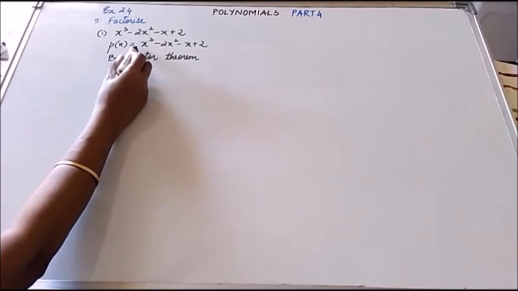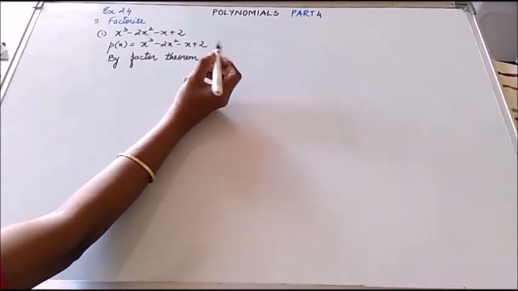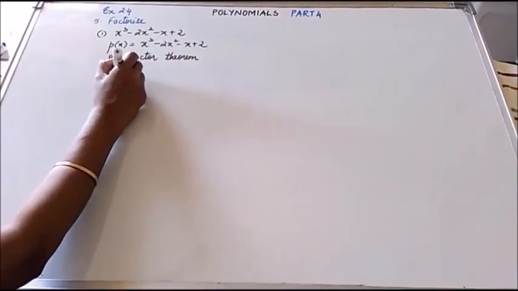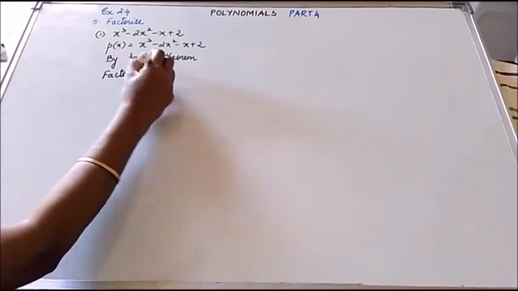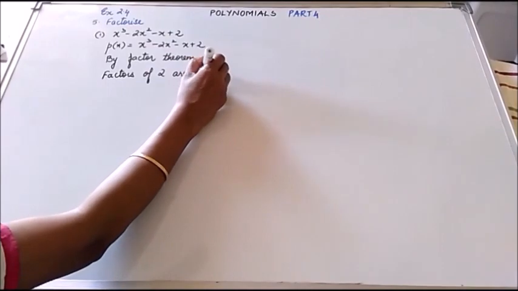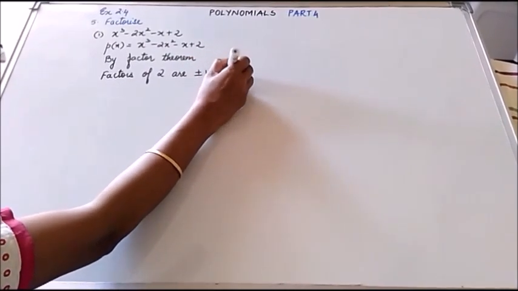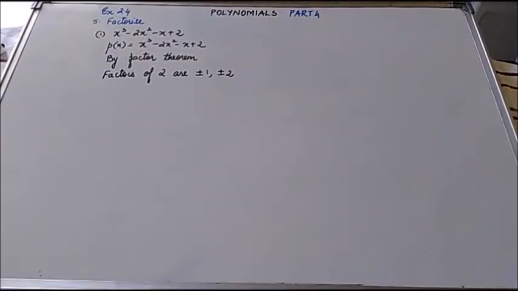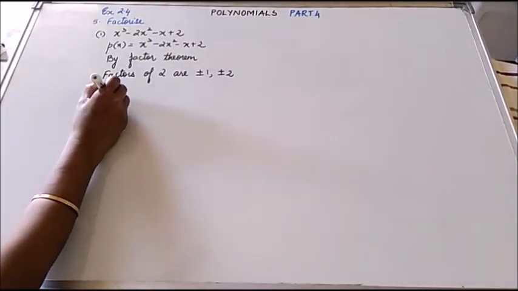Your coefficient of the first term is 1 and the last term is 2. 1 into 2 is 2. That is, factors of 2 are plus or minus 1 or plus or minus 2. Now first let us put x equal to minus 1.